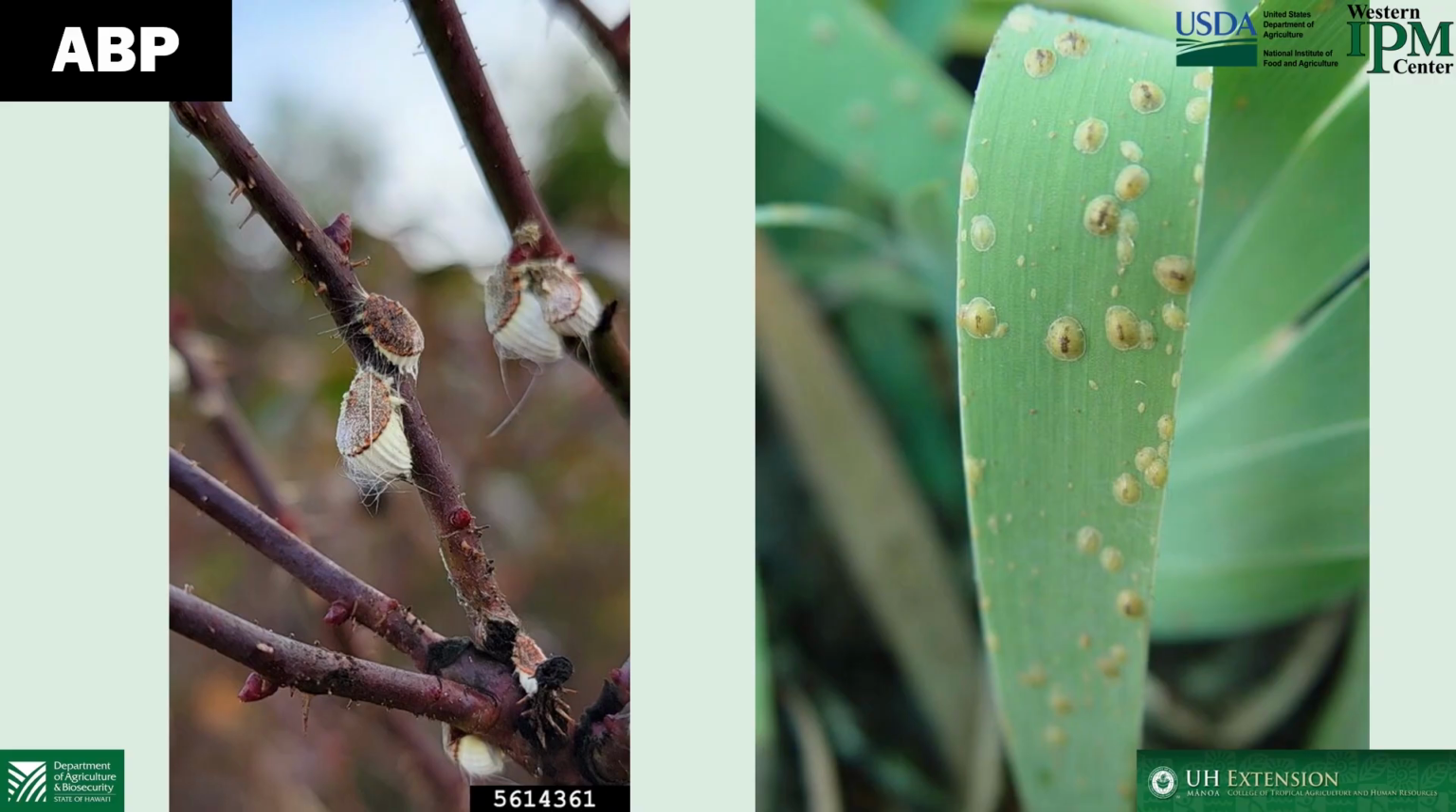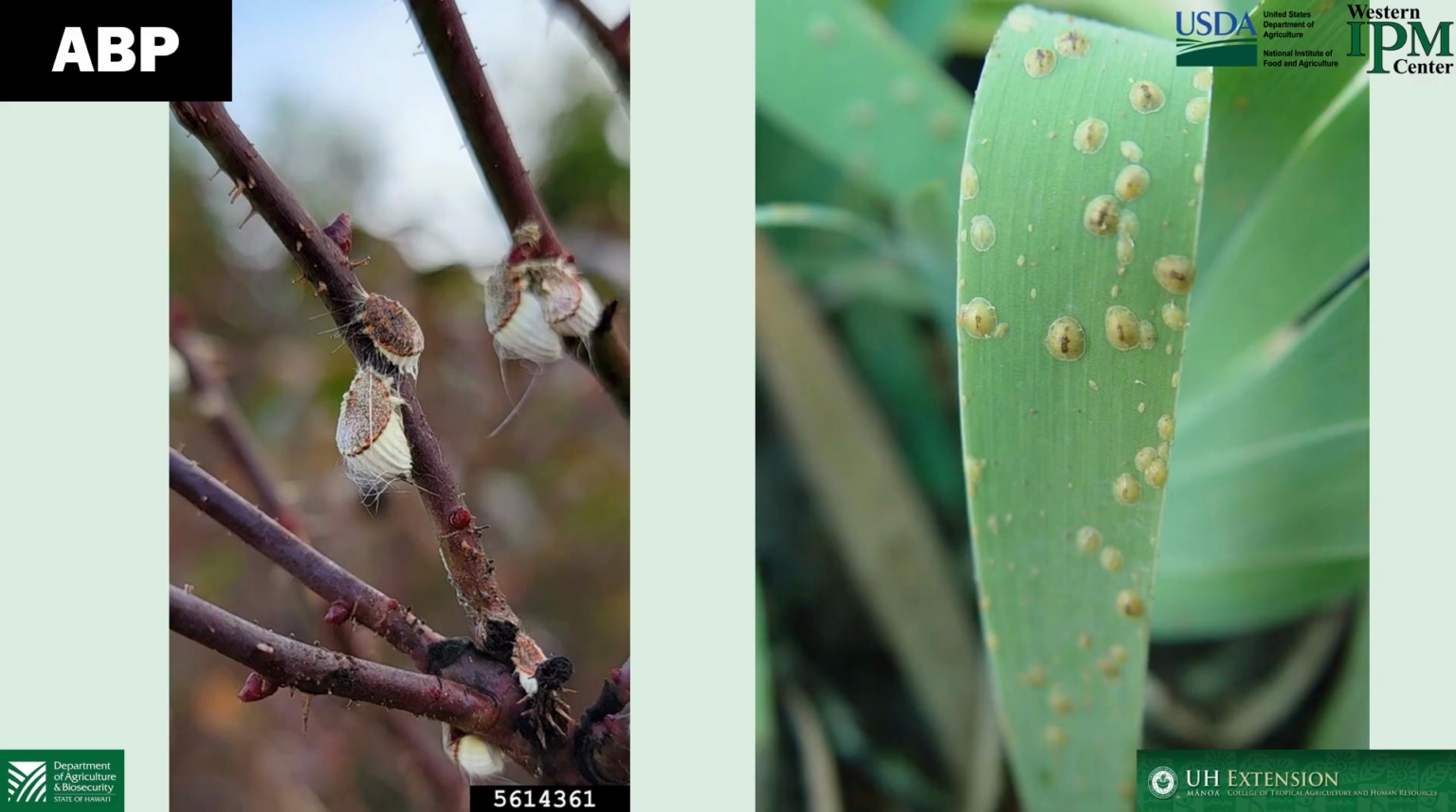The point is the difference between hard scales and soft scales. With soft scales, you can spray a contact pesticide, like insecticidal soap, for example. It'll be quite effective, whereas hard scales have this armor on the outside. And typically you would need to use a systemic insecticide to manage a hard scale.